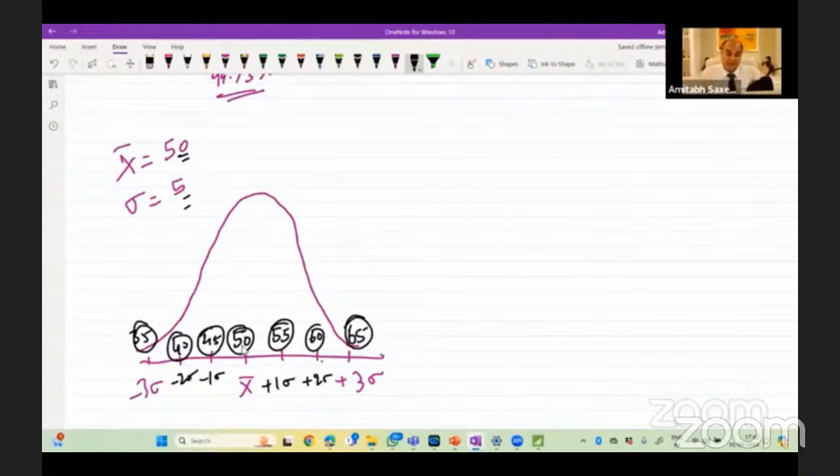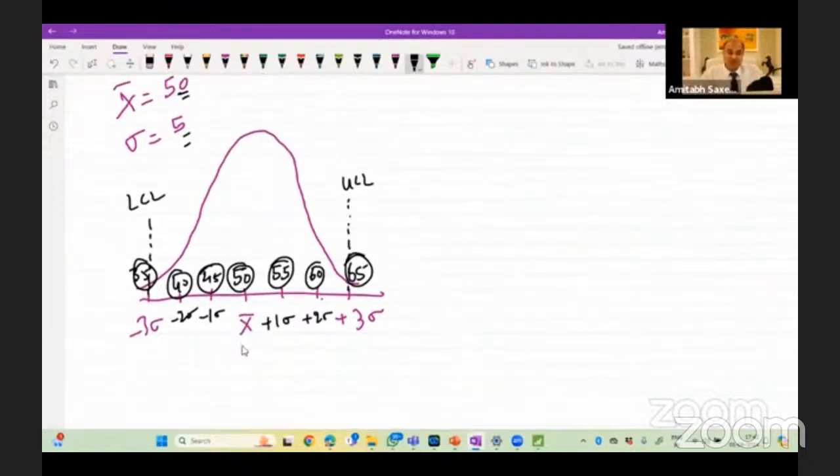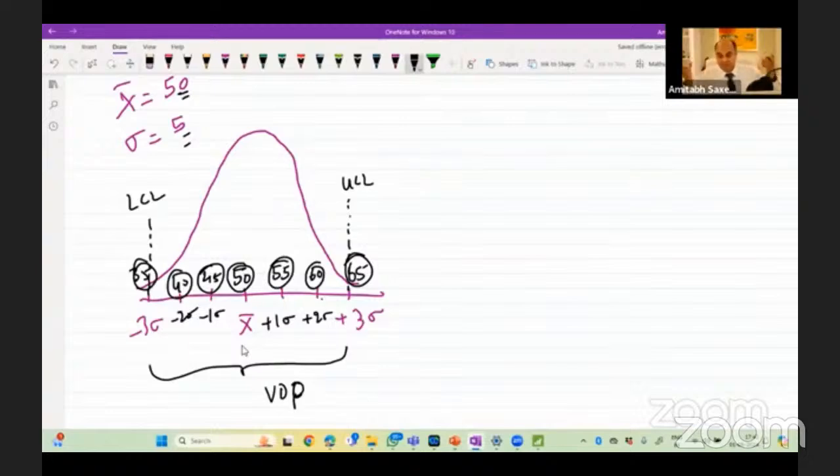Now this plus or minus 3 times standard deviation is known as control limits, also known as LCL and UCL: lower control limit and upper control limit. This is not the voice of customer; we call it the voice of process. Sorry for that. Voice of process means my recruitment process is telling me that I am going to recruit an employee between 35 days to 65 days.